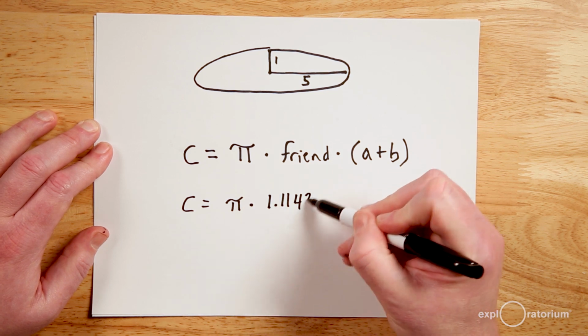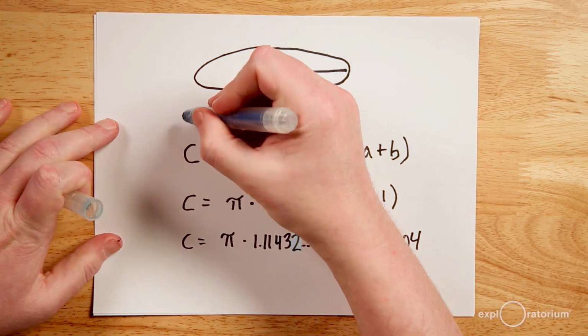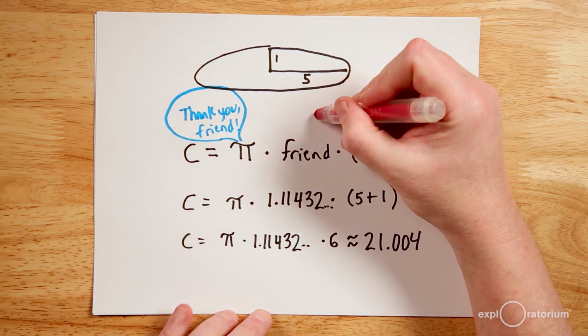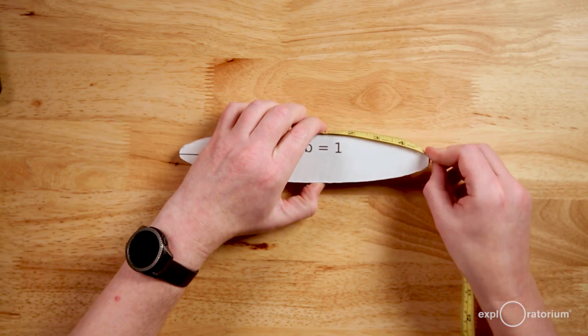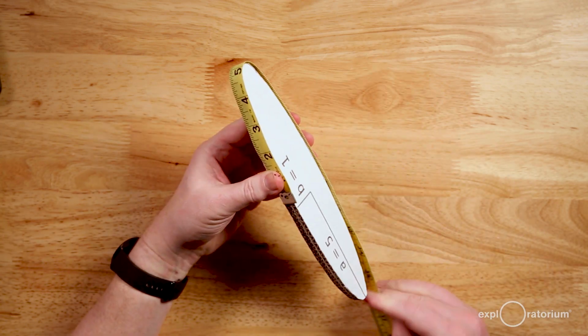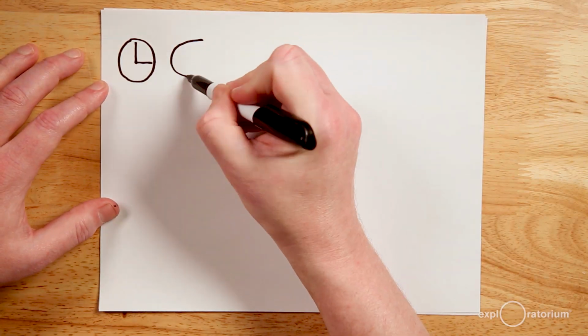Pi times 1.11432 times 5 plus 1 is 21.004. Yes! And looking back at our physical ellipse, its circumference really is about 21 inches. Whew! But don't get complacent.